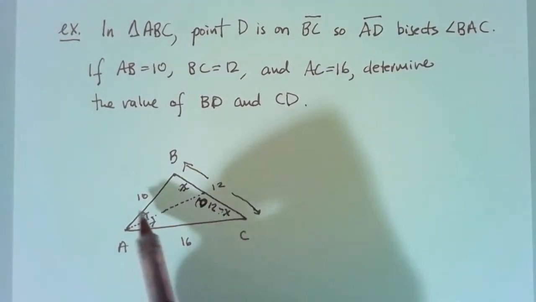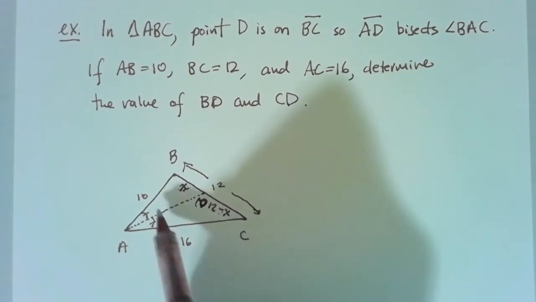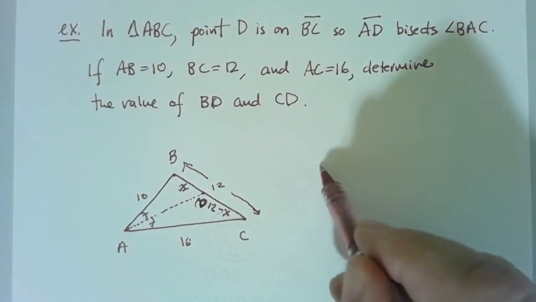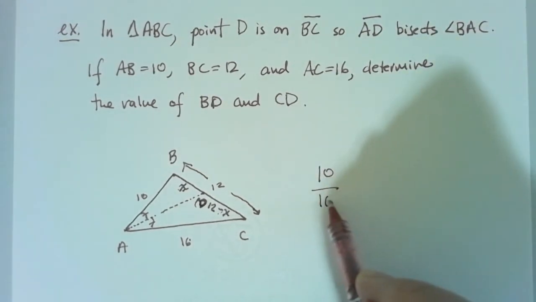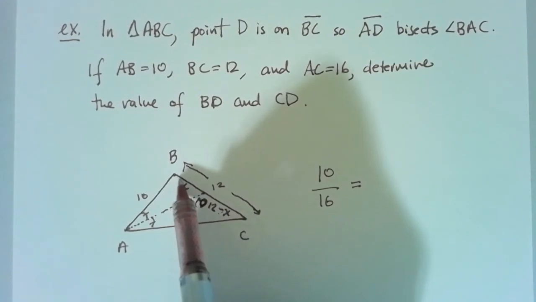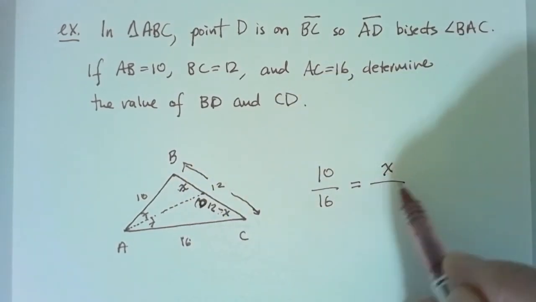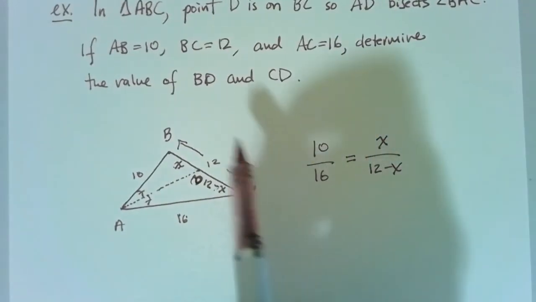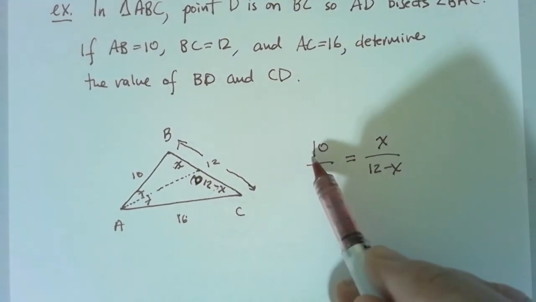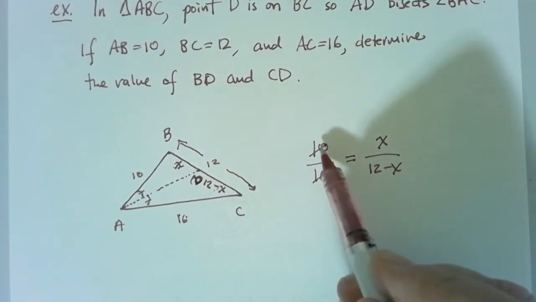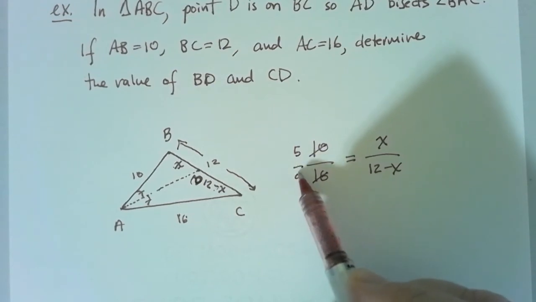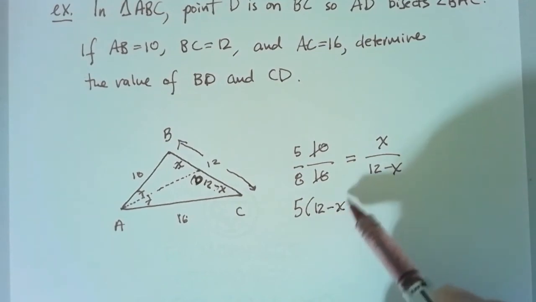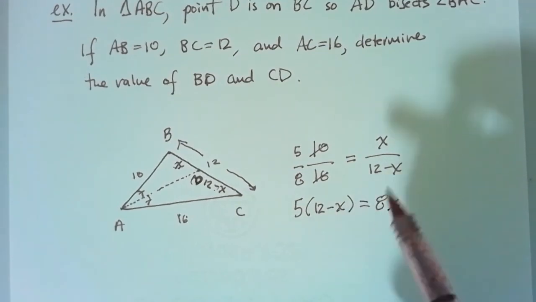Now I'm ready to set up the proportions for the angle bisector theorem. 10 over 16, those are the two sides that make up the bisected angle. This 10 and 16 are proportional to that piece and that piece, x over 12 minus x. So now I'm going to be cross multiplying to solve for x, and that will let me answer this question. Again, I can reduce this fraction to make my number smaller, dividing these both by 2. I reduce this to 5 over 8. Then I can cross multiply. 5 times 12 minus x is 8 times x.